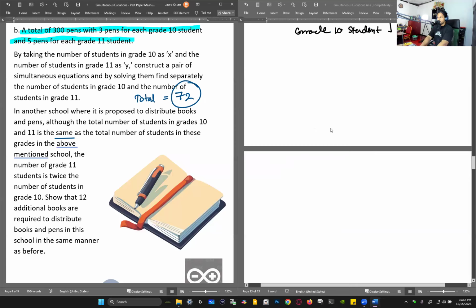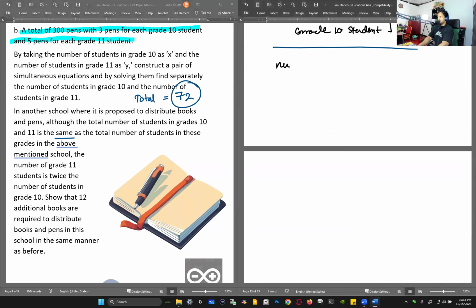They say the number of grade 11 students is twice the number of grade 10 students. So it's a new school, right? New school. Number of grade 10 equals something, and number of grade 11 students equals something.